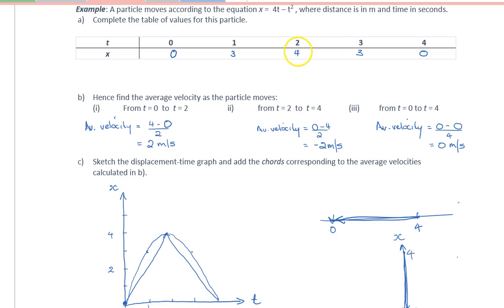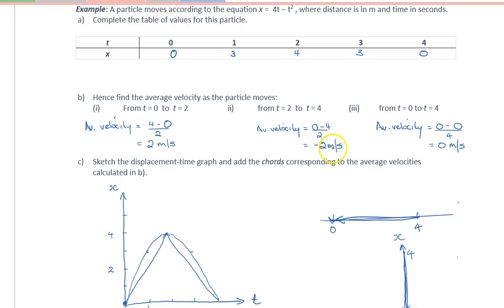4 on 2 is 2. From 2 to 4, we finished up at 4. We finished up at 0 displacement. Started out at 4, but remember our little shortcut is where we finish minus where we start. Where we finish minus the start over the time. And so that's a negative 2. So velocity positive 2, velocity negative 2.